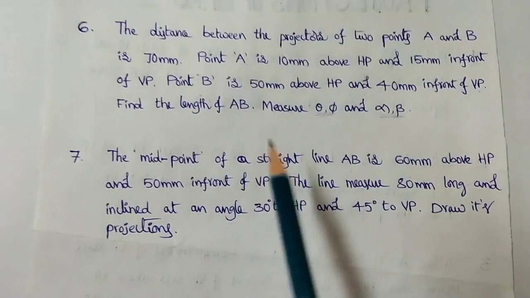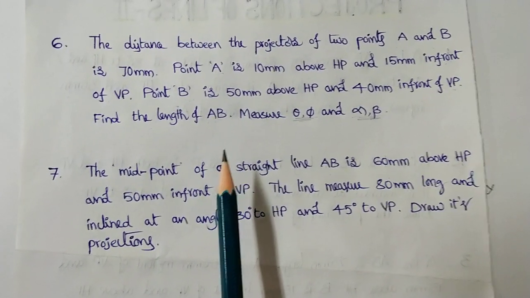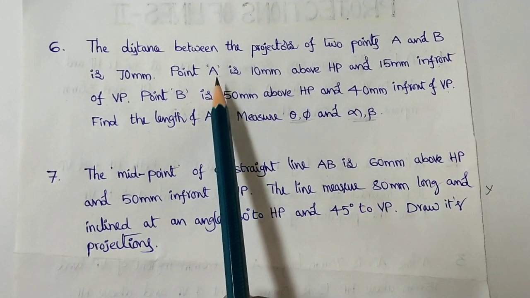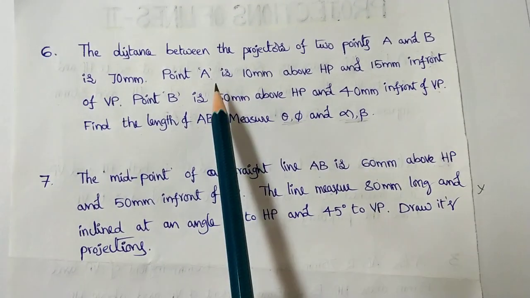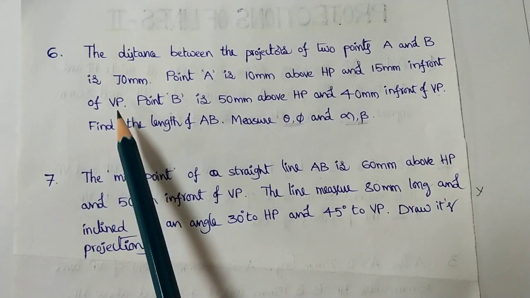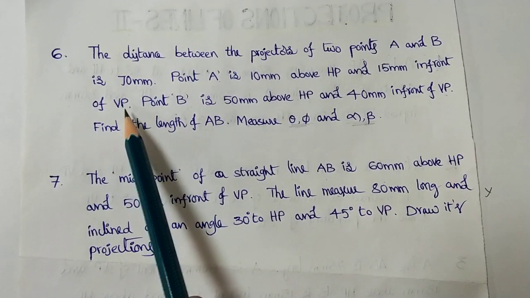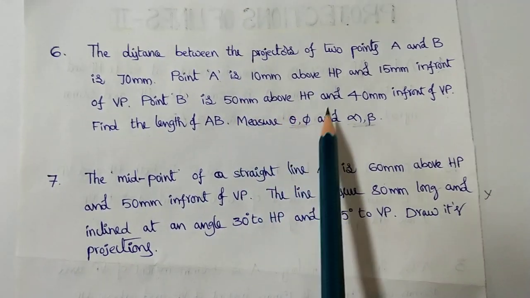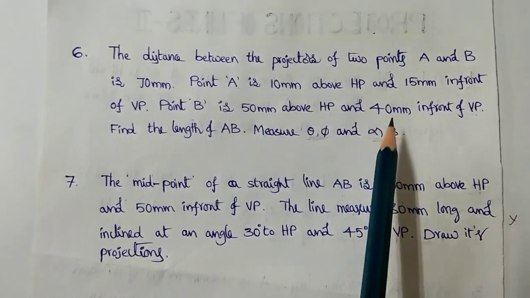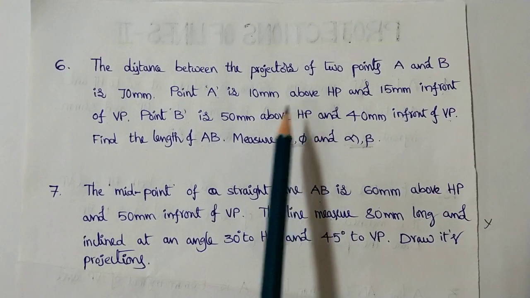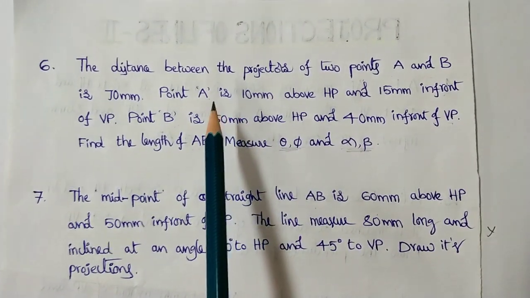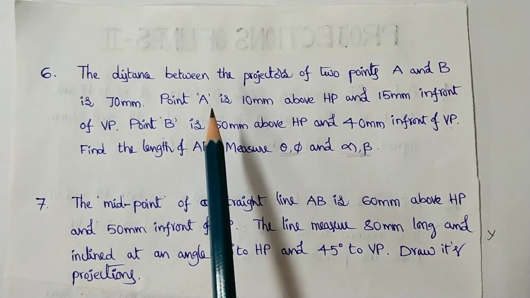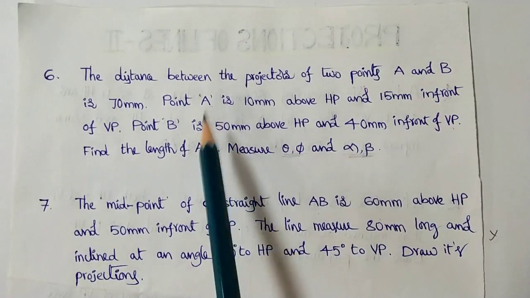So if we are coming to the projections of this particular line, initially we can mark point A 10 mm above the HP, similarly 15 mm in front of VP means that is below the reference line. Point B 50 mm above HP, that means 50 mm above the reference line, 40 mm in front of VP means 40 mm below the reference line. So initially we can mark 4 points according to these particular details.